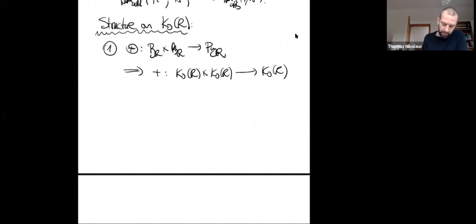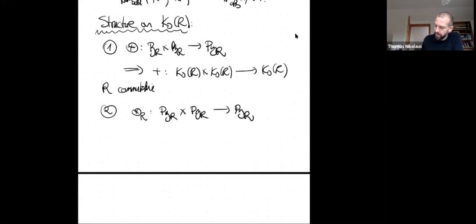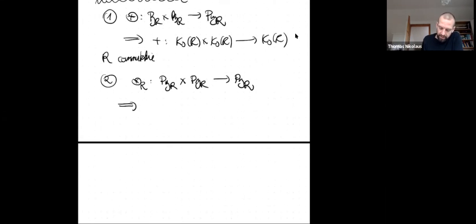But of course, if R is not just a ring, but R is commutative, then we have a second piece of structure on K_0 R. And that is the multiplication. So in this case, we just have a tensor product. If we have a commutative ring, we can tensor projective modules and get another projective module. So we have the tensor product, which is a functor from proj R cross proj R into proj R. Okay, and now the point is that this, in this case, induces the multiplication.